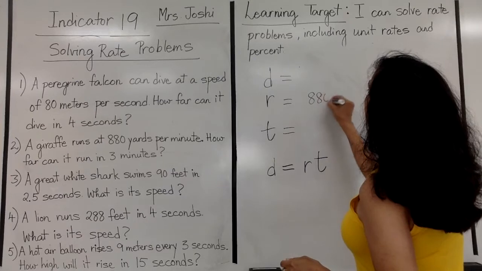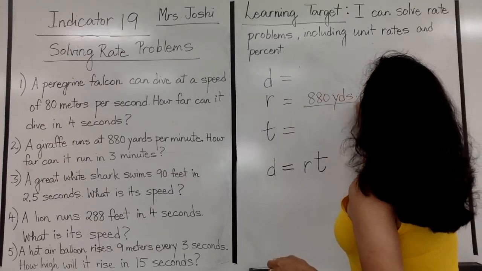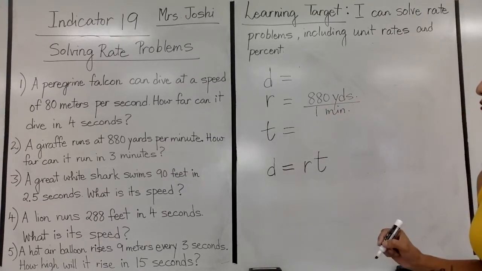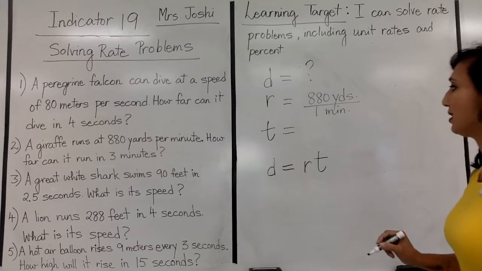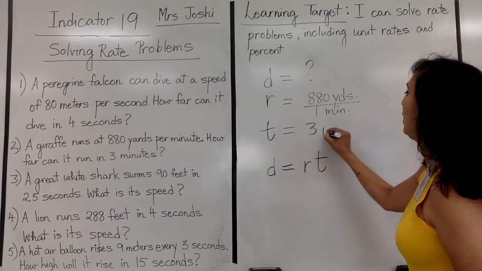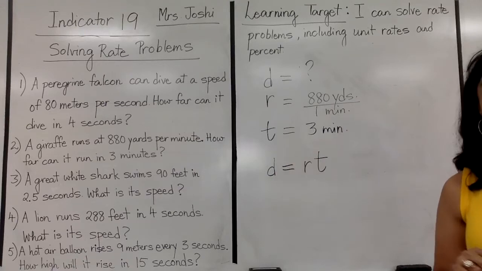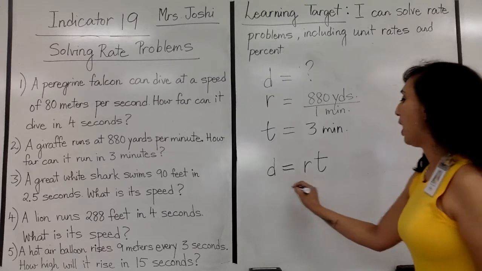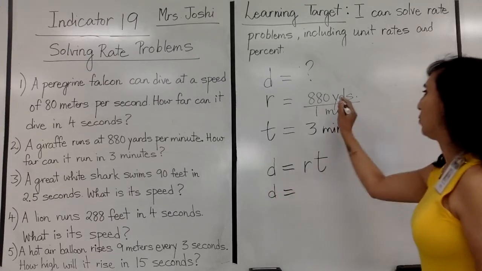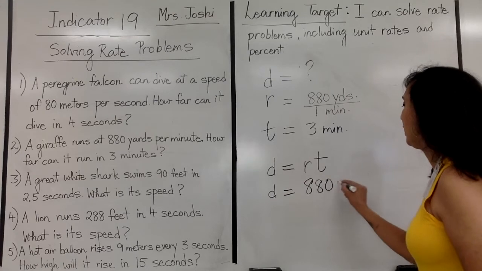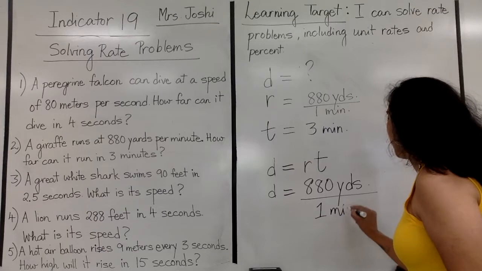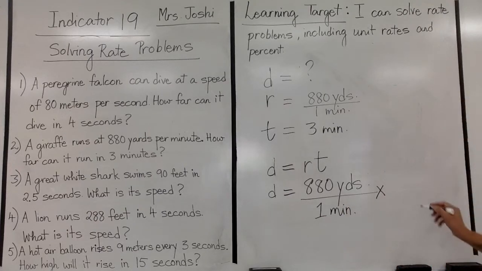Okay. So 880 yards over 1 minute is the speed of the giraffe. And how far? So we don't know the distance it can run in 3 minutes. So here is your time that is asking. So using that formula, distance is equal to speed times time. I am going to do distance is equal to 880 yards over 1 minute. This is my speed times the time, which is 3 minutes.